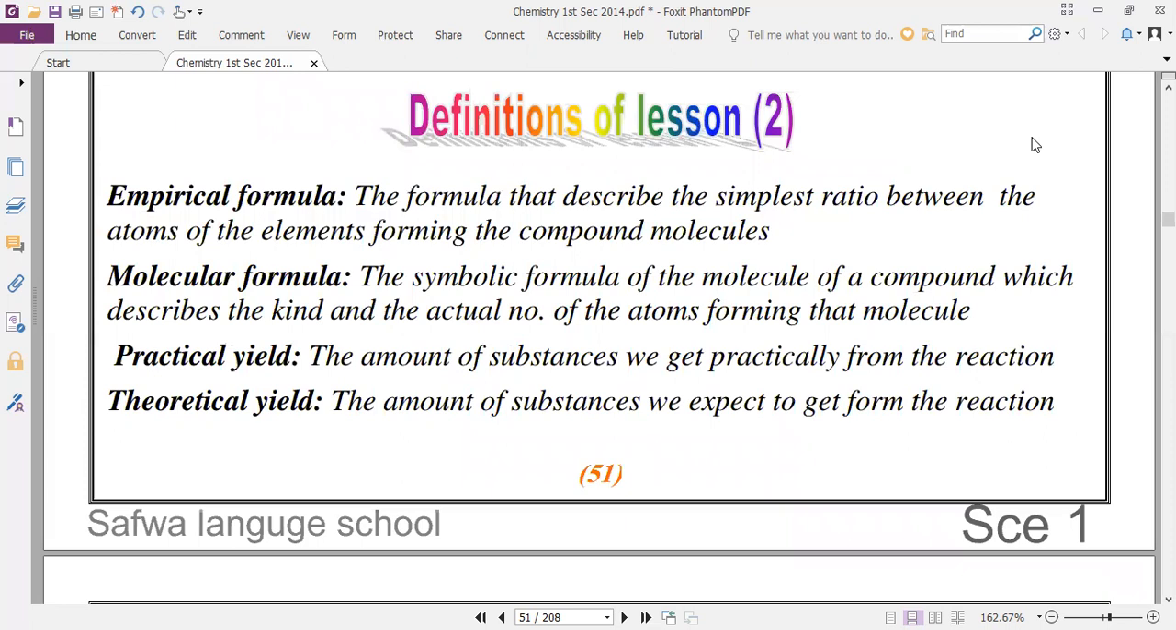So what's meant by empirical formula? The formula that describes the simplest ratio between the atoms of the elements forming the compound molecules. Right. What's meant by molecular formula? The symbolic formula of the molecule of a compound which describes the kind and the actual number of the atoms forming that molecule. Yes. What's meant by practical yield? The amount of substance we get practically from the reaction. Theoretical yield?